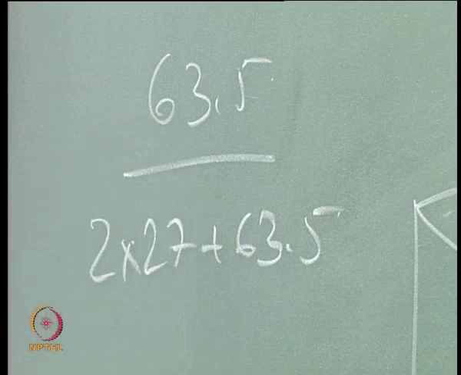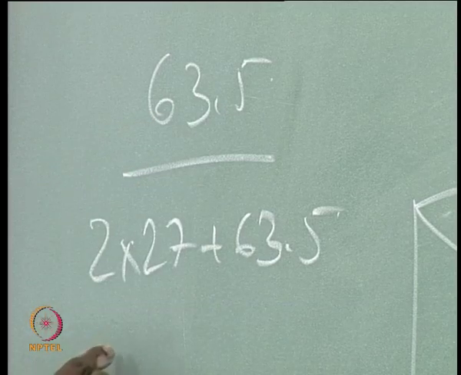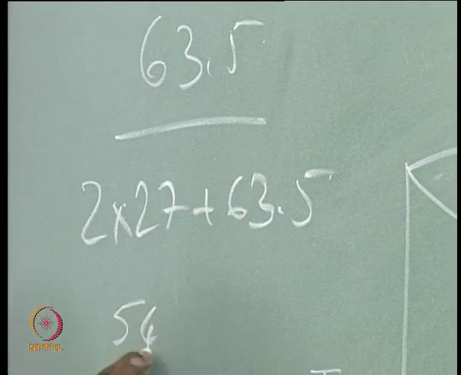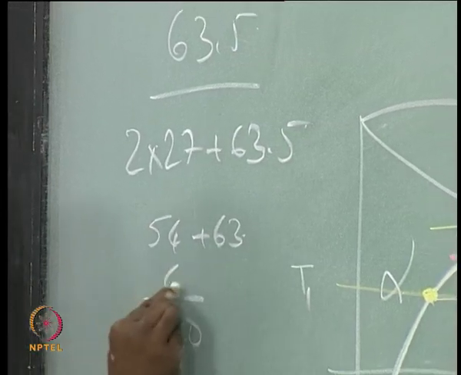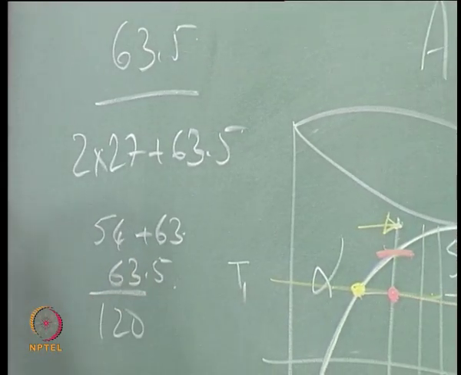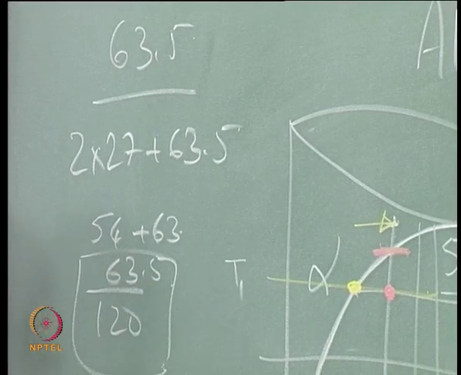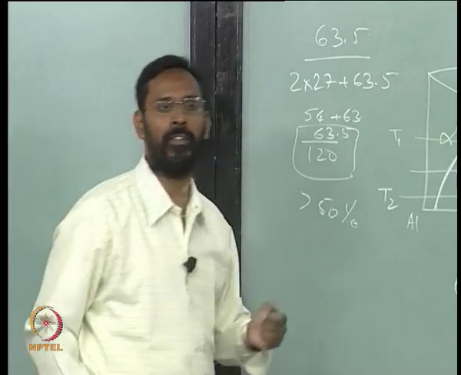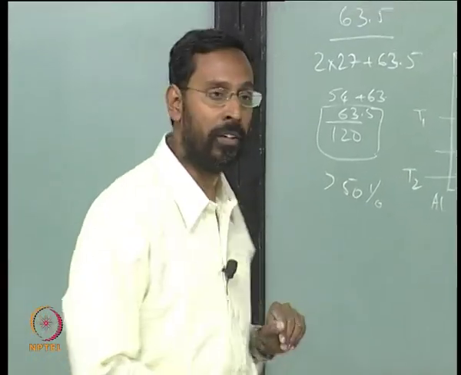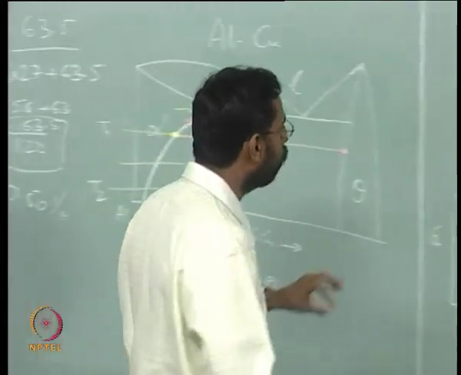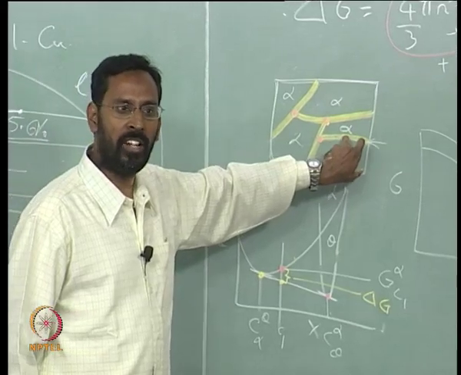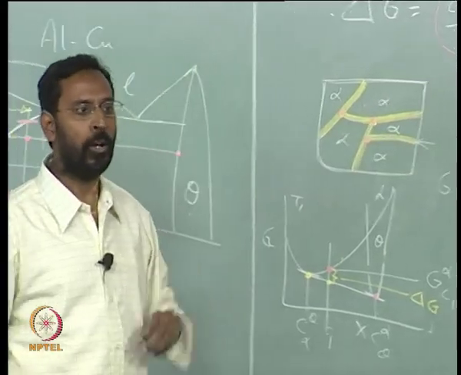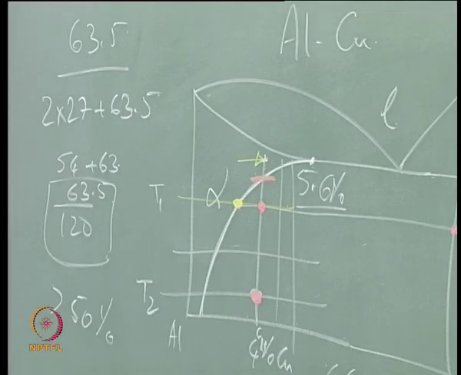If anybody has a calculator, you can simply do this. This is something like about 54 plus 63, which is about 120, let us say. So it is 63.5 by approximately 120. That turns out to be more than 50%, whatever it is, approximately 55, that is what I said. That is the composition. So that means you need copper atoms to move from the center of the grains to the grain boundary, such that the copper gets enriched at the grain boundary to the level of 55%, so that theta can nucleate.